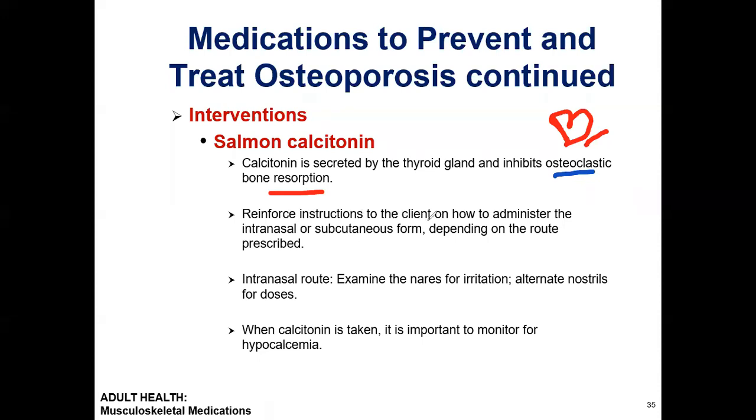Reinforce the instruction to the client on how to administer the intranasal or subcutaneous form, depending on the route of the prescribed medication. Intranasal route, calcitonin intranasal. Examine for irritation. If the patient has irritation in one nostril, give them the alternate nostril for the next dose. When calcitonin is taken, it is important to monitor for hypocalcemia.